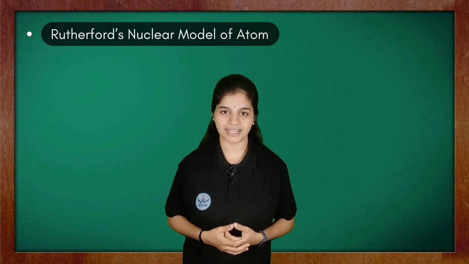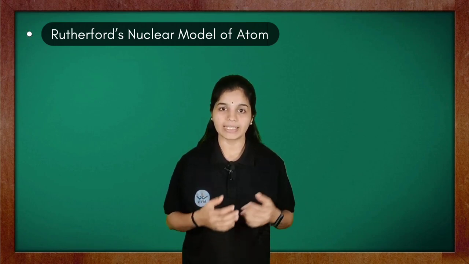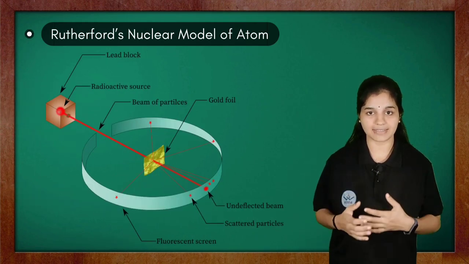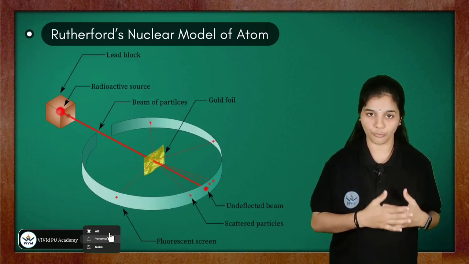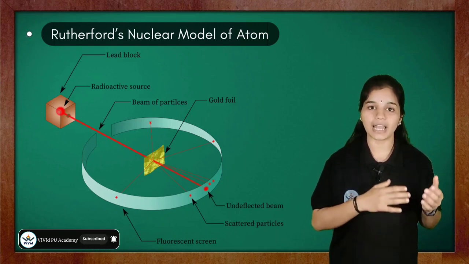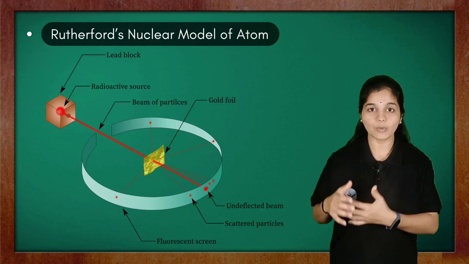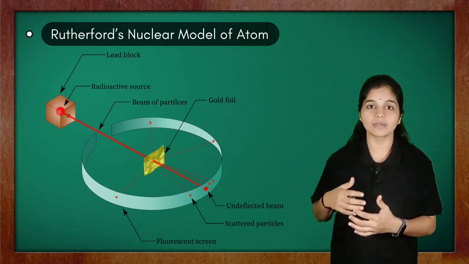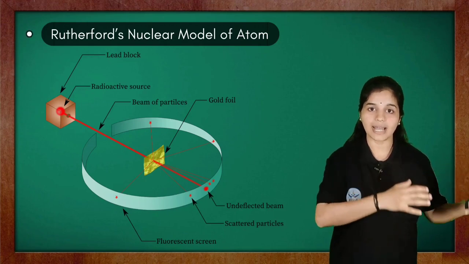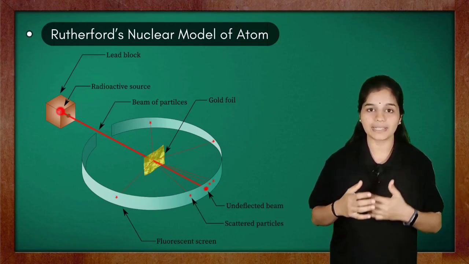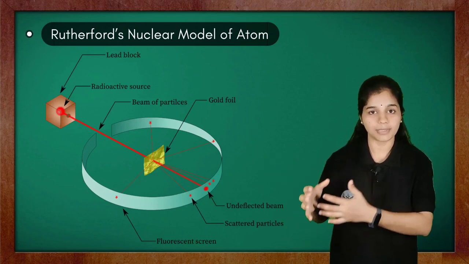Rutherford's experimental studies led to the proposal of nuclear model of atom. In his alpha particle scattering experiment, Rutherford used a thin gold foil and he bombarded alpha particles from a radioactive source into the gold foil. This gold foil was surrounded by circular zinc sulfide screen around it. Whenever these alpha particles, which have the penetrating power, passed through the gold foil, there were spots made on the zinc sulfide screen.